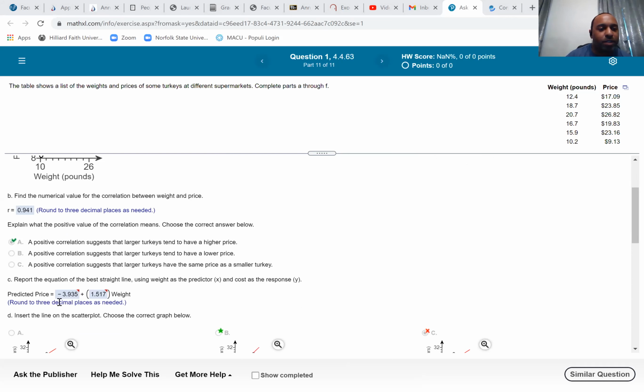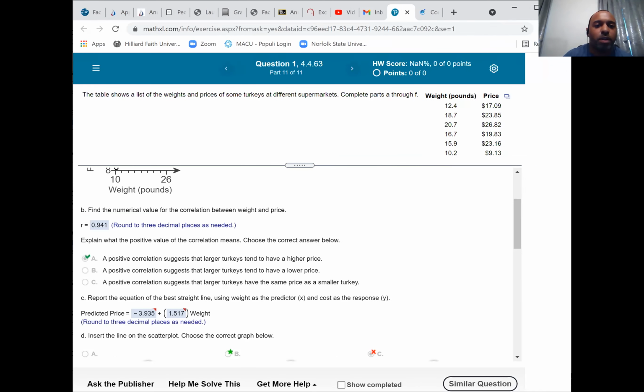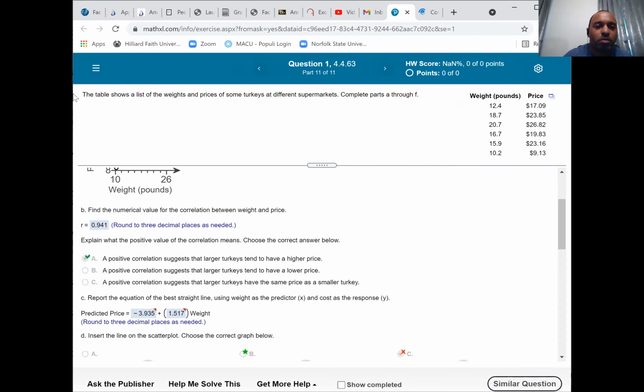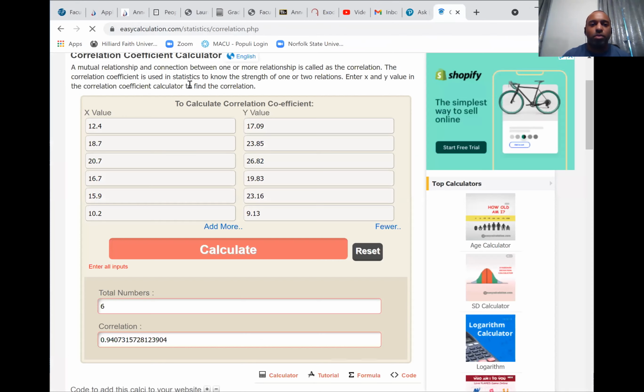So now here we have the predicted price and the weight. So we need to find the regression line. Once again, I hit the wrong button. All right, hold on one second, guys. Windows in my way. All right, so I would go back to Google, just doing it from scratch, so you'll know what I would do.